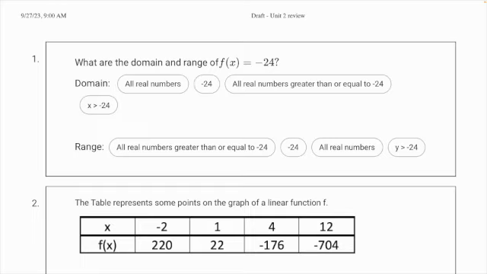Is anyone having trouble getting in? Because, guys, I do need you to record your answers. I gotta get in. Eduphoria. Unit 2 review. That quiz will... Y'all like protect?